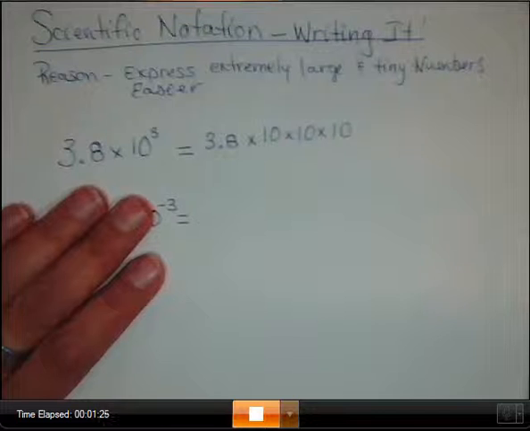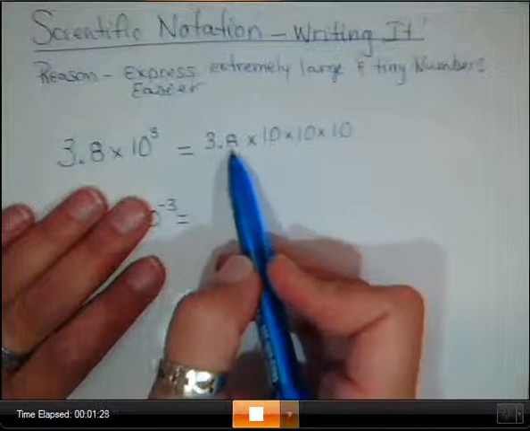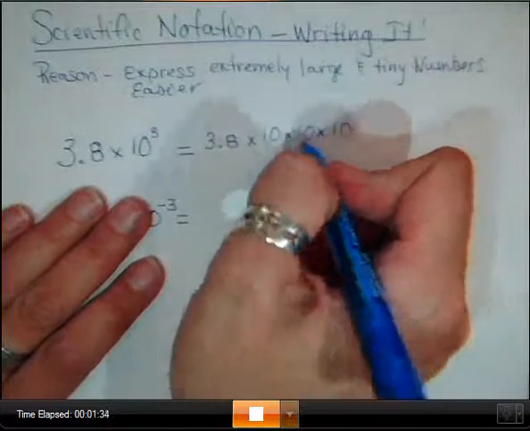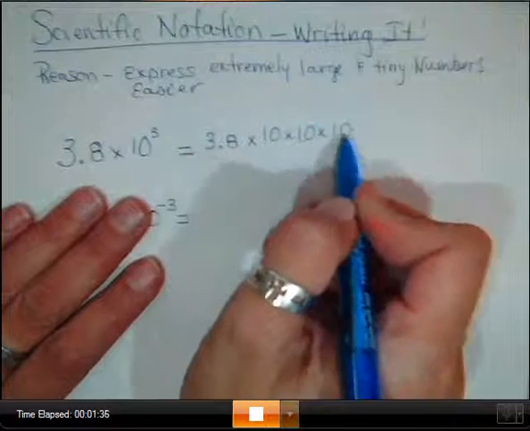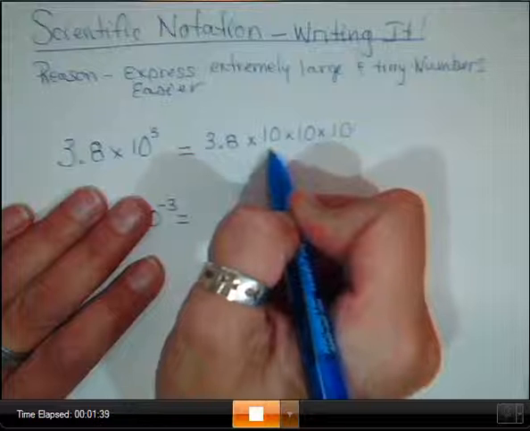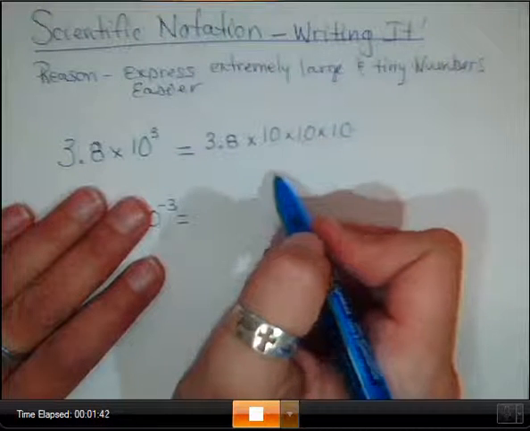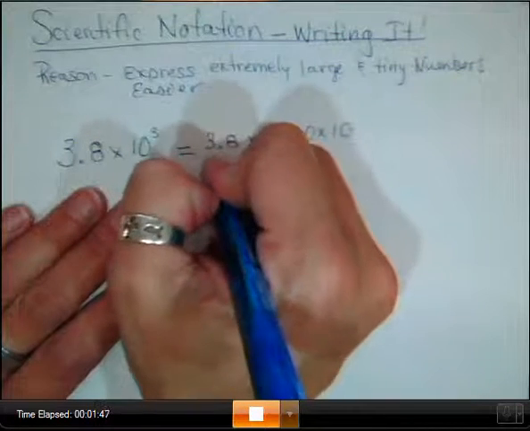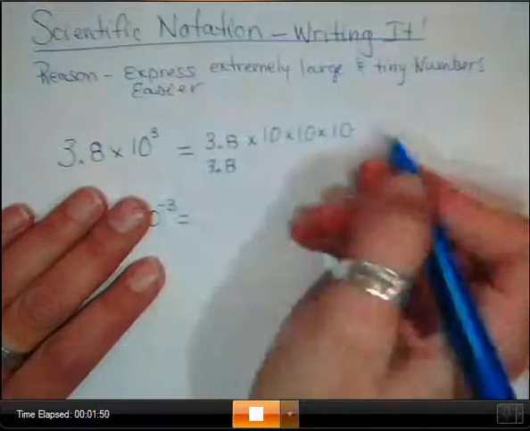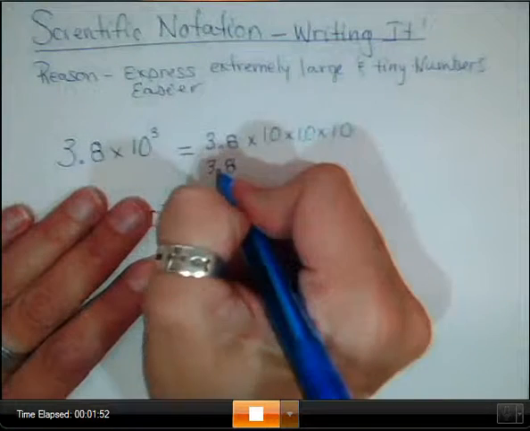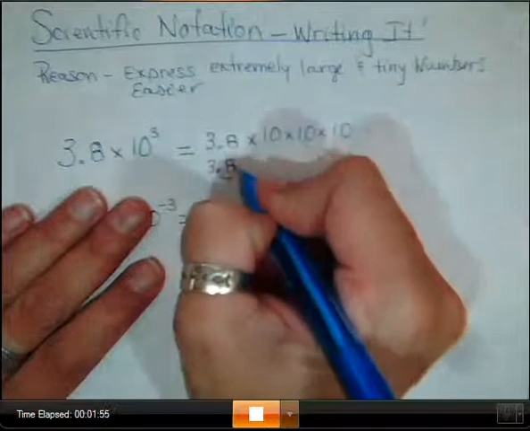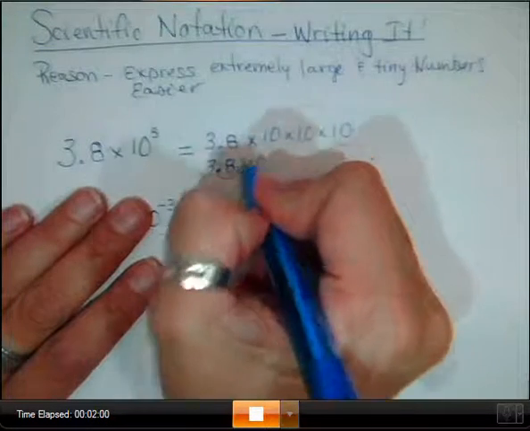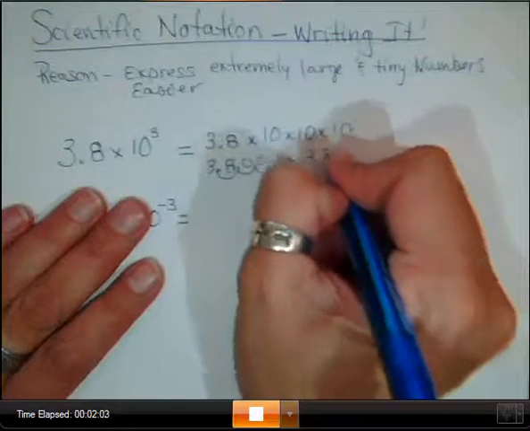So if we were to multiply this out, 3.8 times 10 times 10 times 10, well, 10 times 10 would give me 100, and 100 times 10 would give me 1,000. So I have 3.8 times 1,000. A lot of times people move the decimal, and I've got 3 tens, so I need to multiply it by 1,000, so that would be 1 ten, 2 tens, 3 tens, and so our answer to this would be 3,800.